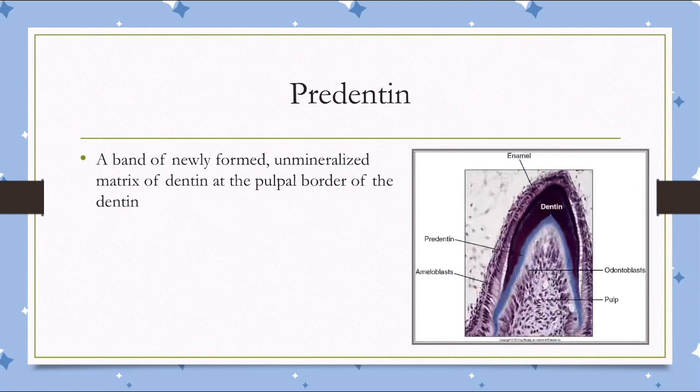Predentin. Predentin is a band of newly formed unmineralized matrix of dentin at the pulpal border of the dentin. And we have two stages. The first stage is organic matrix is deposited. The second stage, inorganic mineral substance is added.